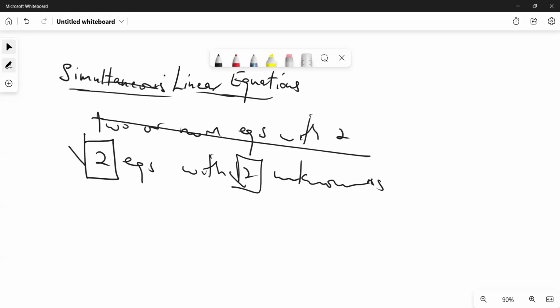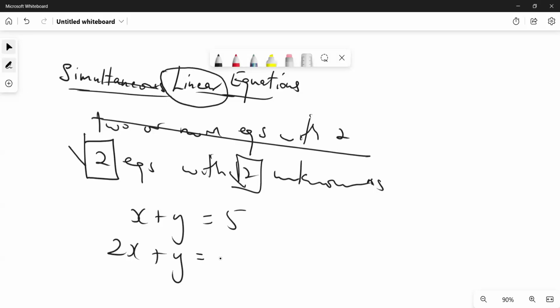The reason why they call them linear equations is that, let's take a pair. Let's say you have x plus y equals 5, and 2x plus y again. Let's say you have that. Really and truly, this is a straight line. It's the equation of a straight line.